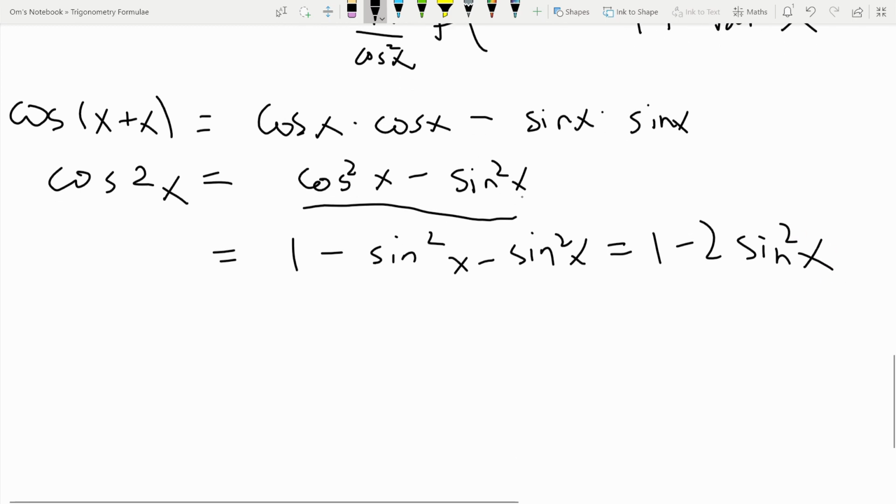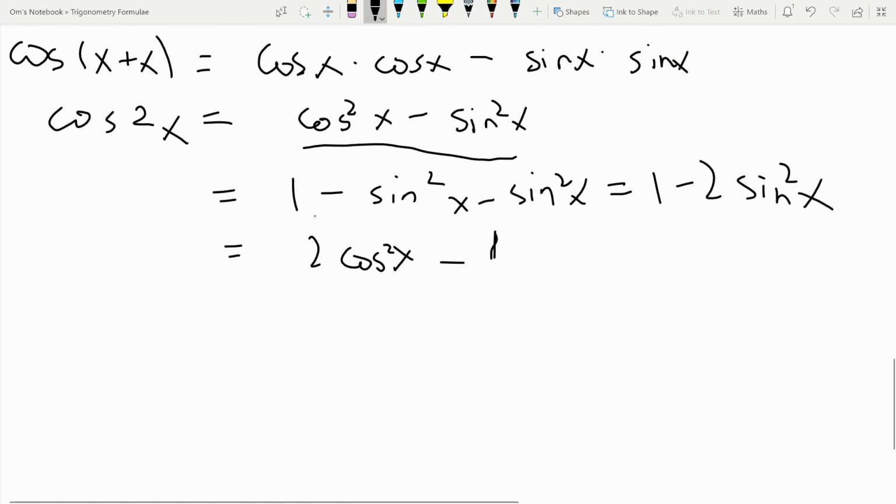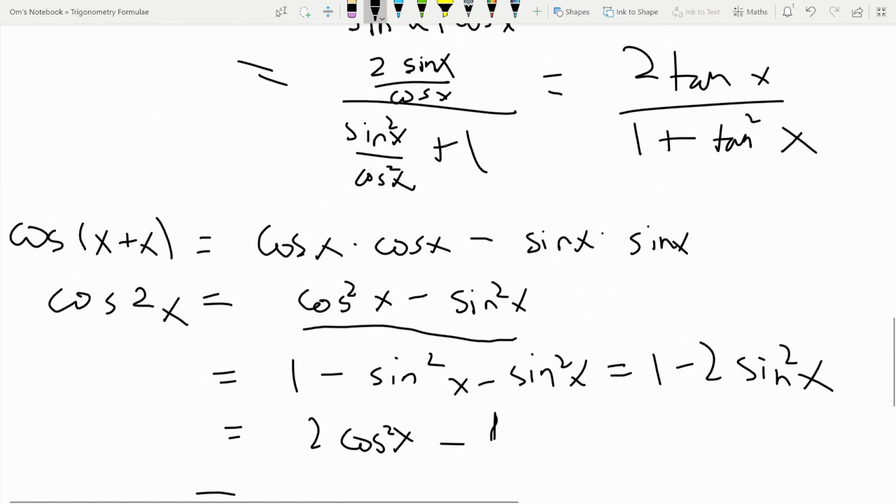And similarly, you can do the same thing for this over here. You can actually write this as 1 minus cos square x. So this is also actually equal to 2 cos square x minus 1. Nope, it's not plus 1, it's I believe minus 1, yeah, it's minus 1. And there's yet another identity that is derived using the same principle over here.